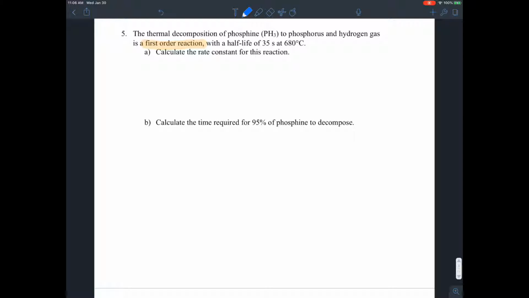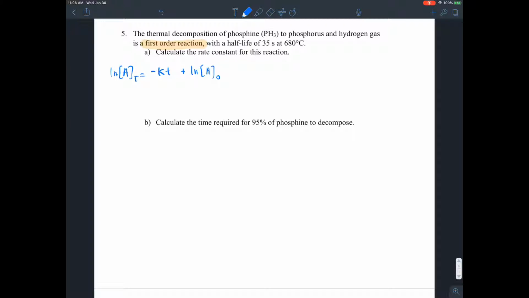And whenever I see that, I think of the first order integrated rate law, which is the natural log of A at time t equals negative kt plus the natural log of A at time 0. That's our first order integrated rate law when it's in expanded form.